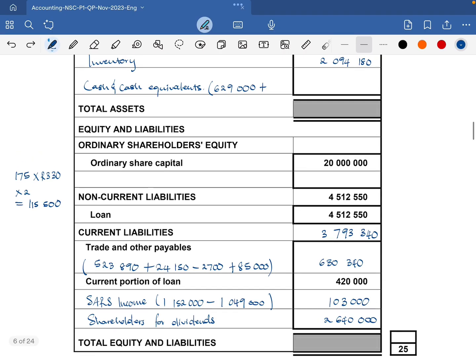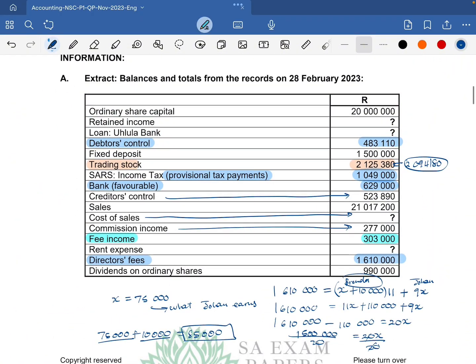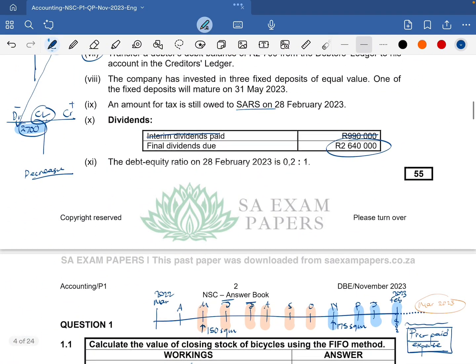Then now we are going to look at our equity, which is built off the ordinary share capital and our retained income. Okay, let's see if we're given any numbers on the retained income. Retained income, we are not given any numbers, because if you look here, we have a question mark, right? So we are going to use the piece of information, the last one that we haven't used.